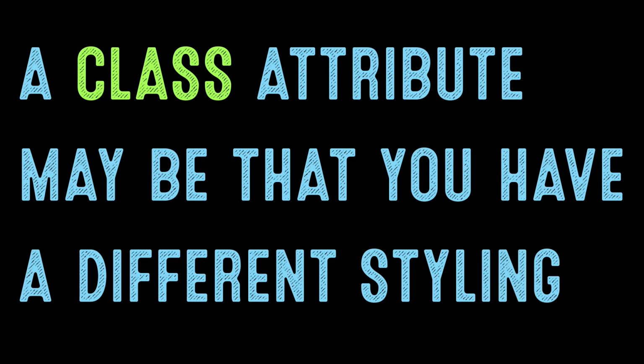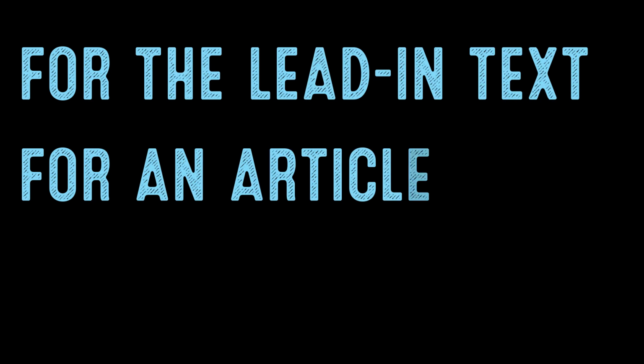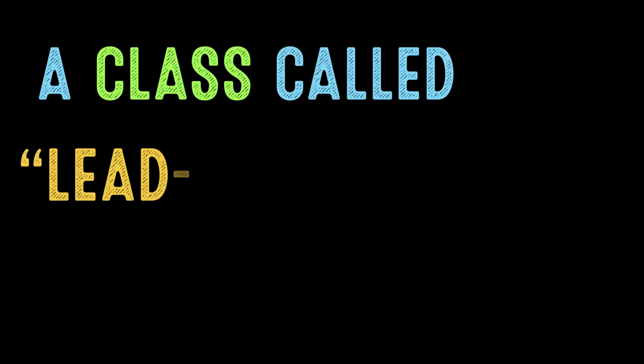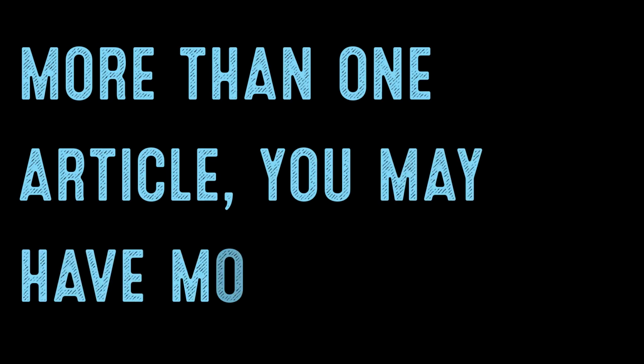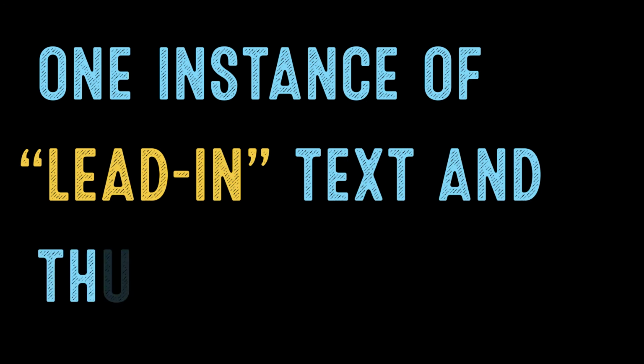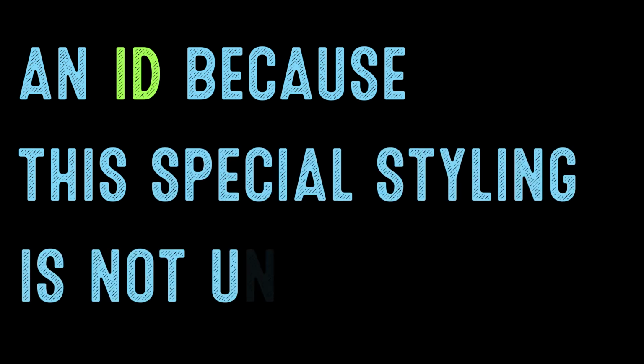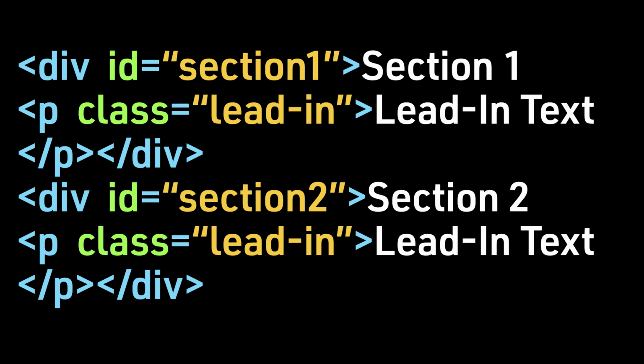An example of a class attribute may be that you have a different styling for the lead-in text for an article. So you can create a class called lead-in to which you will add a bold weight and a larger font size. Because you have more than one article, you may have more than one instance of lead-in text, and thus it would be more appropriate for you to have a class rather than ID, because this special styling is not unique. Here is an example of the code.